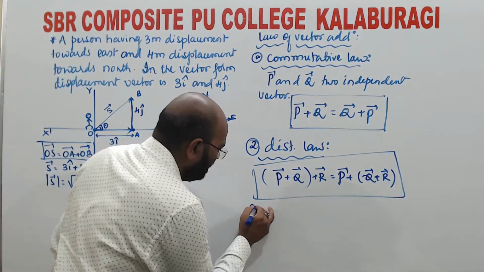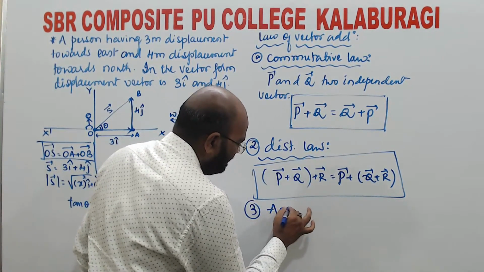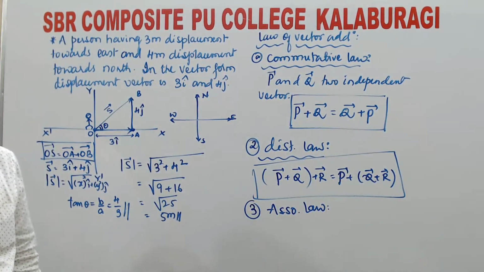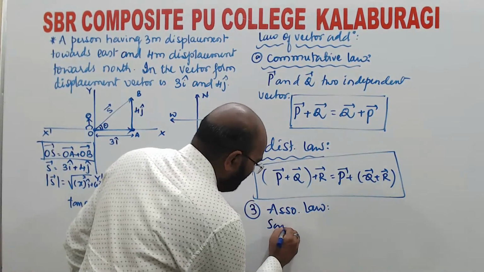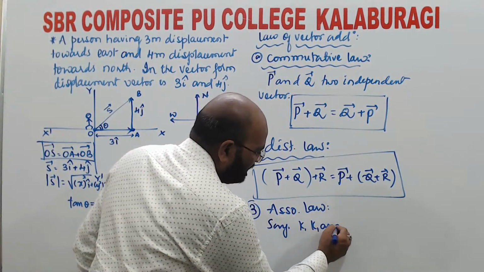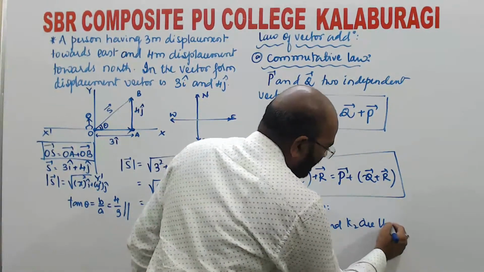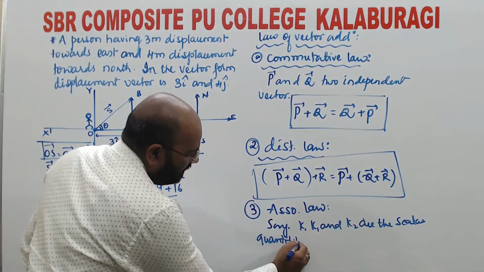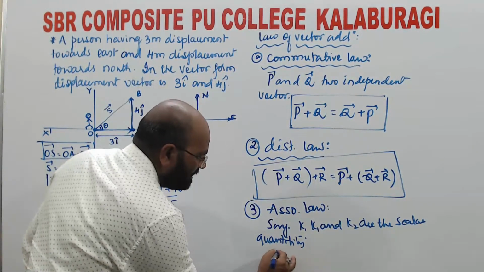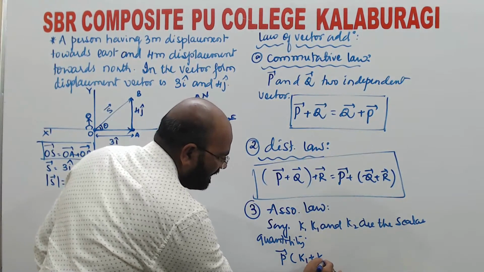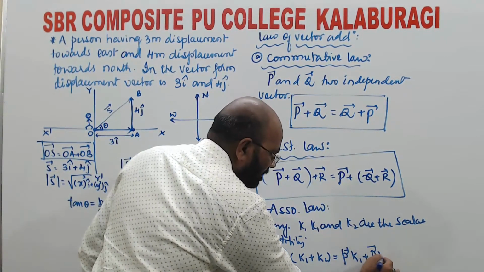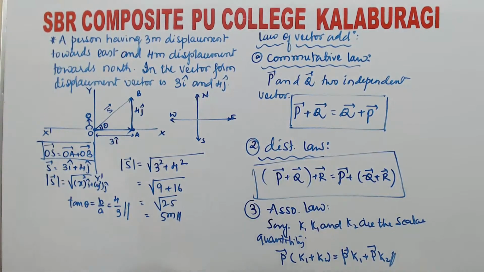The third one is called associative law. In the associative law, if I consider K, K1 and K2 as scalar quantities, then you can see vector P into bracket K1 plus K2 gives you what? This is vector P into K1 plus vector P into K2. Hence, it also satisfies the associative law.